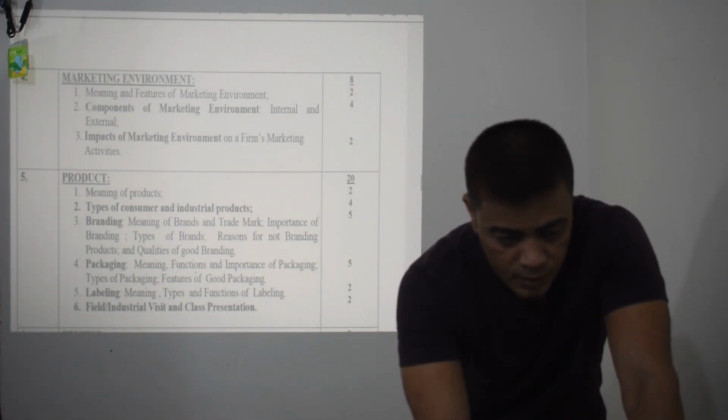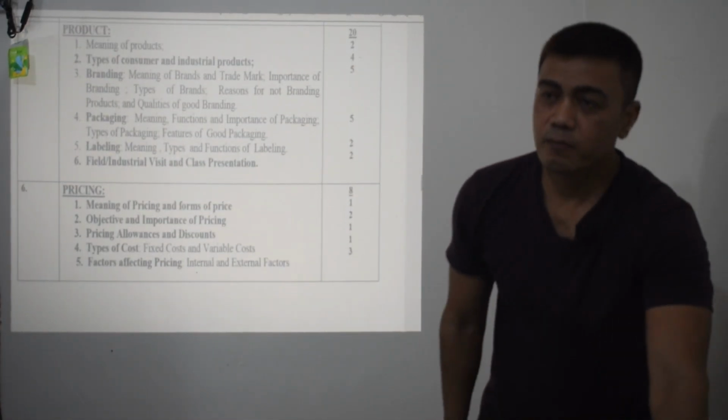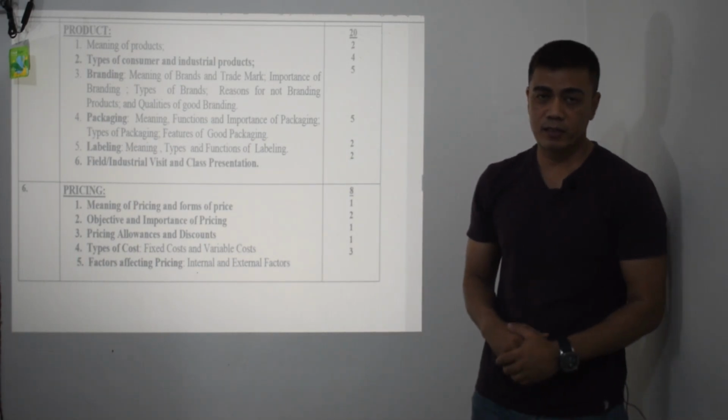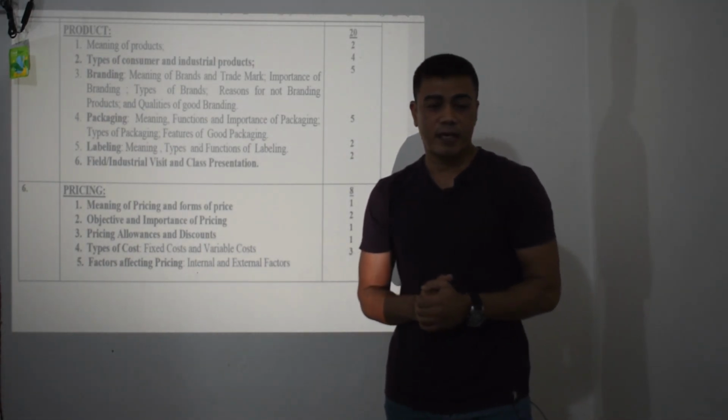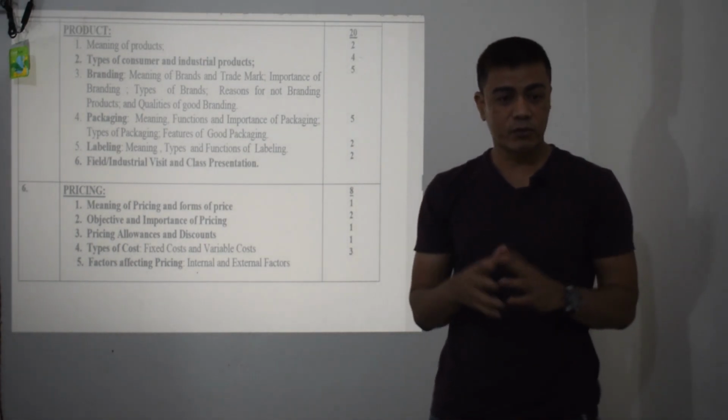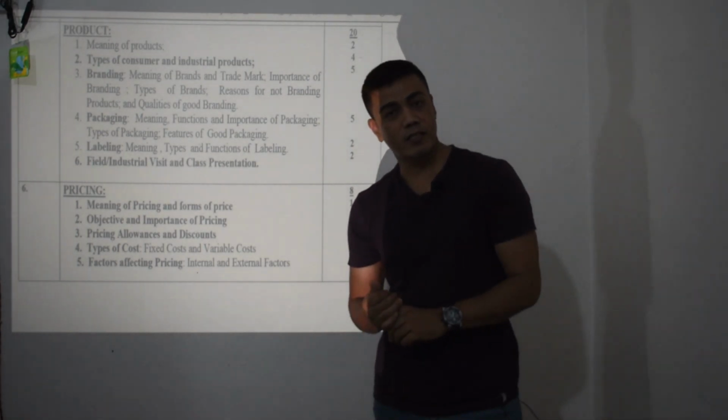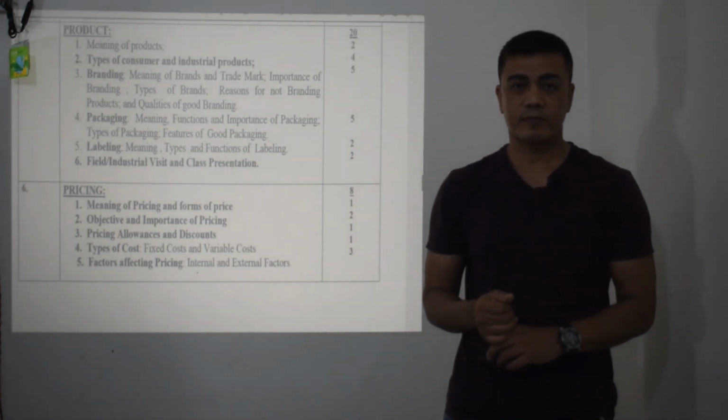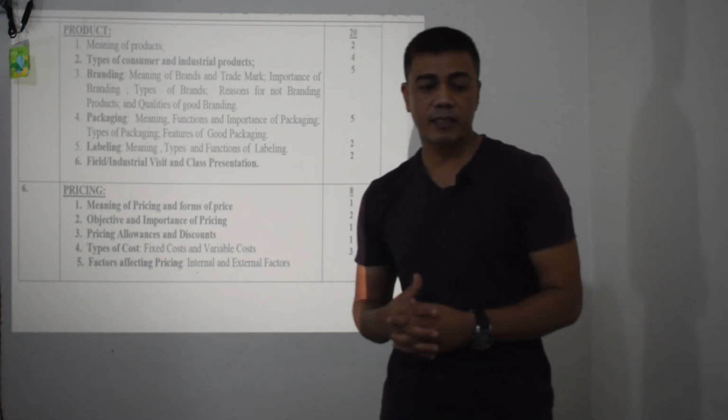And next one is product. The meaning of the product you have to study. And there are two types of product: consumer product and industrial product. About them also study nicely.